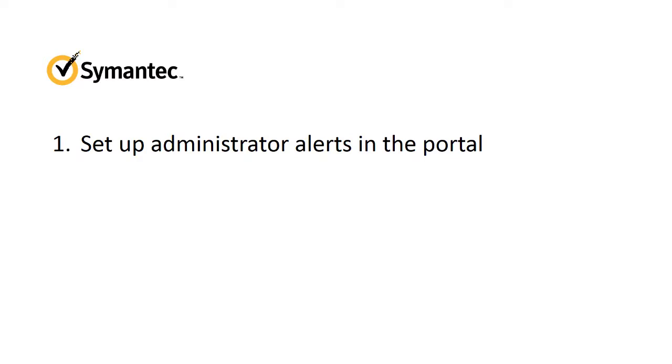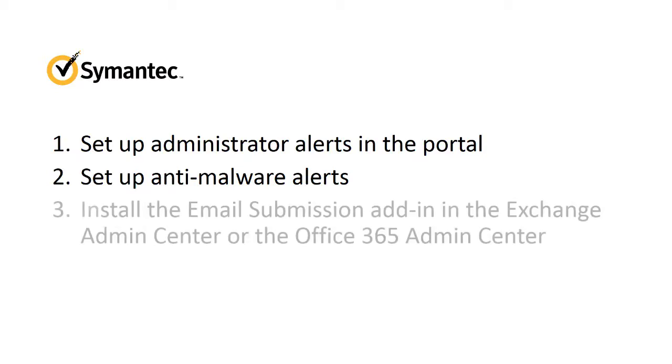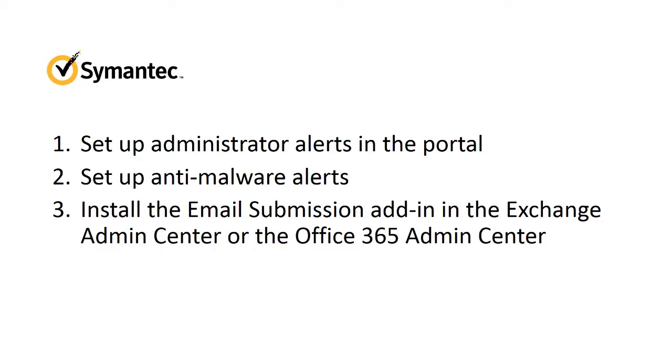First, in the portal, you can set up administrator alerts so your administrators can receive copies of the messages that your users are submitting. This is optional. Then, on the same page, you need to set up anti-malware alerts. You can send them to the same administrator or a different one. This is required. Your final step is to go to the Exchange Admin Center or the Office 365 Admin Center and install the email submission add-in. This is also required.